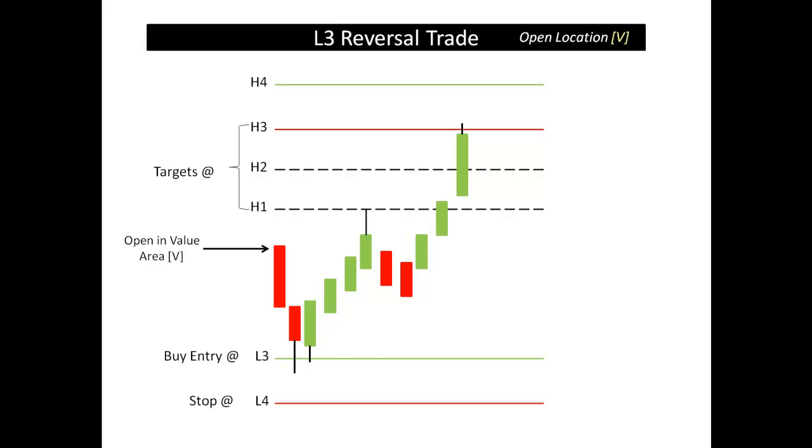The thing that you need to understand about opening in value is that when you open in value, market participants are pretty happy with the value area from the previous day. And chances are you're going to have a rotational type of market. And that's why you want to fade H3 and fade L3.